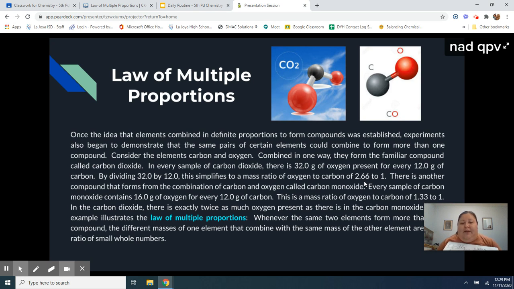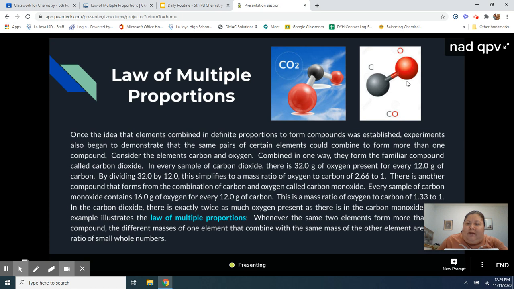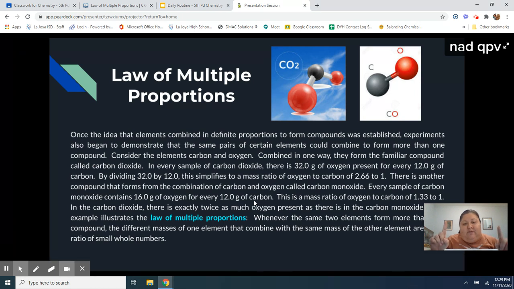There's another compound that carbon and oxygen can make. It's called carbon monoxide. And you have a picture of that compound on the right, in the picture on the top right. Every sample of carbon monoxide contains 16 grams of oxygen for every 12 grams of carbon, right? There's only 1 and 1. Carbon weighs 12, oxygen weighs 16.